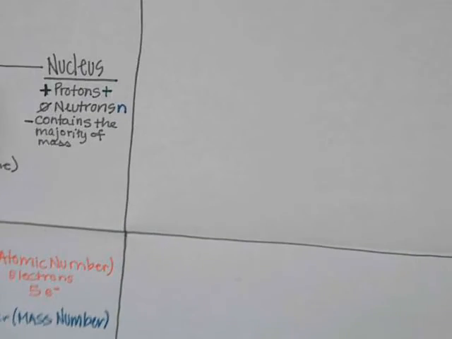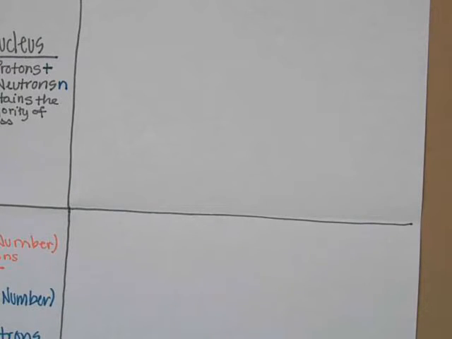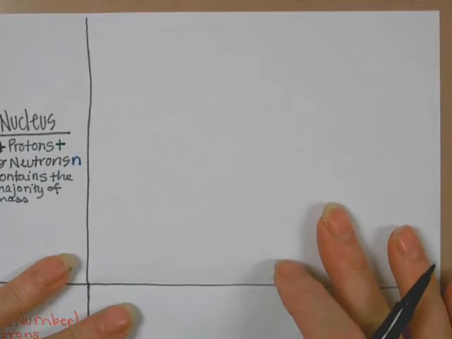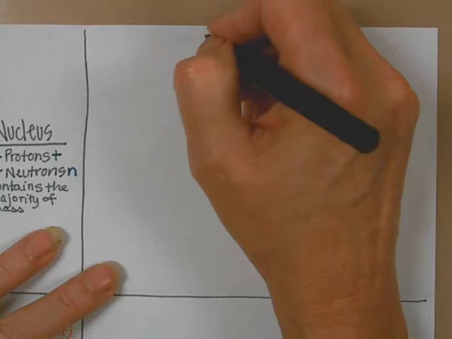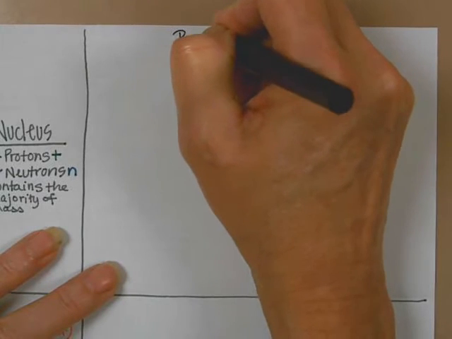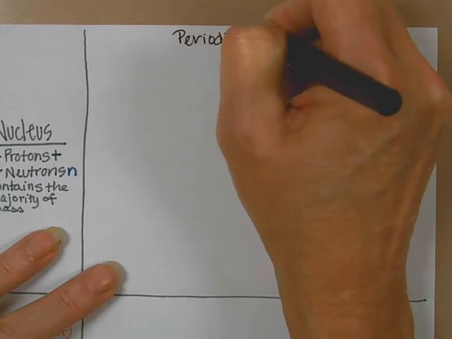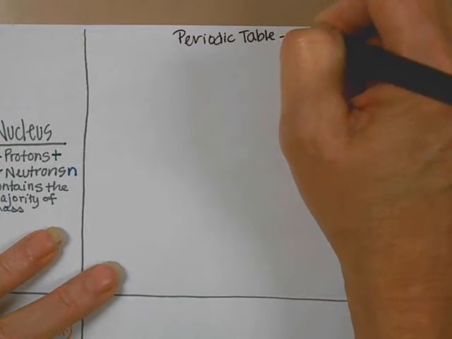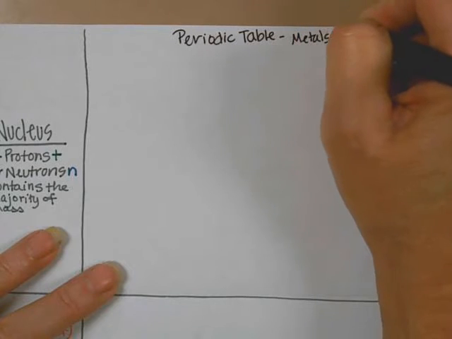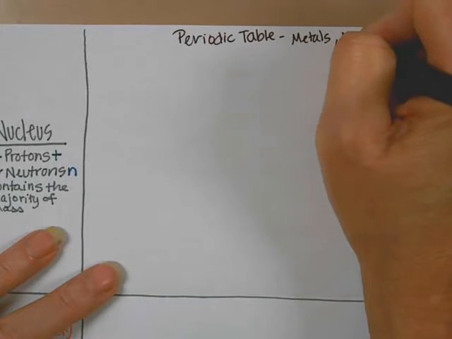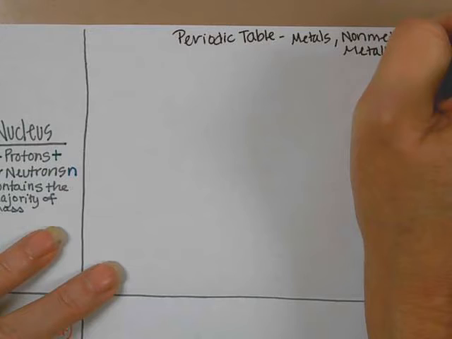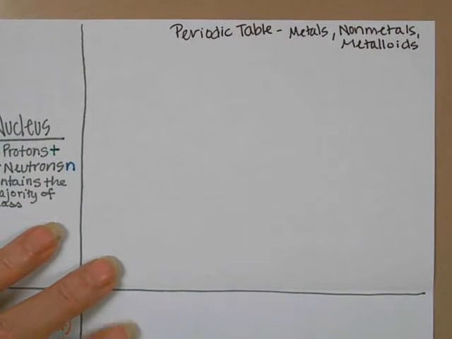In box number 3, we're going to review metals, nonmetals, and metalloids. And if you remember correctly, when you look at the periodic table, you can easily identify them. So we're going to do periodic table, metals, nonmetals, and metalloids. That's what we're going to look at now.